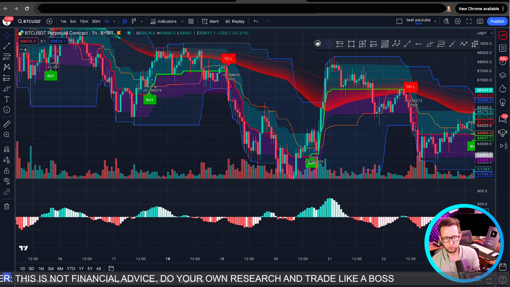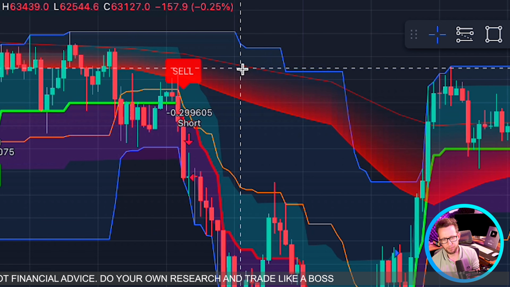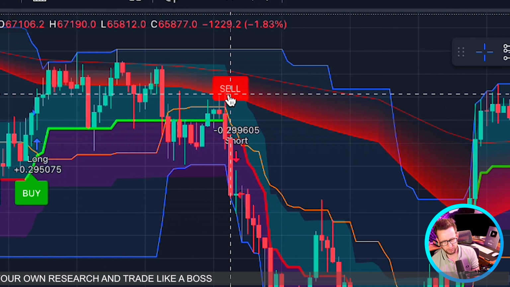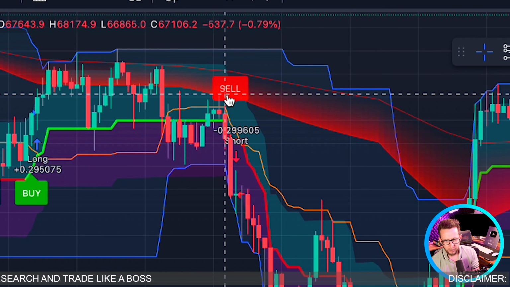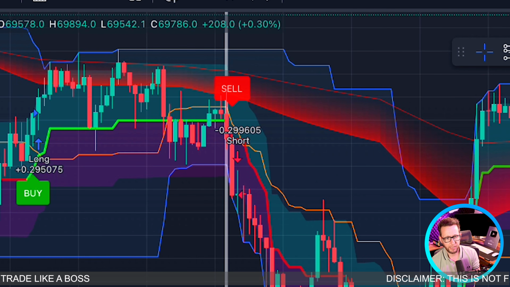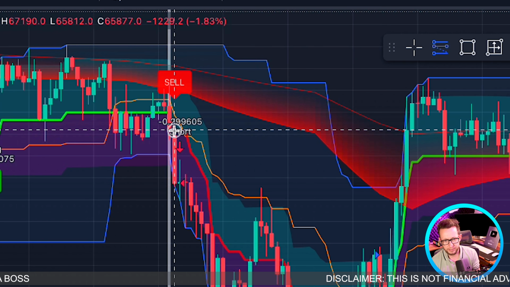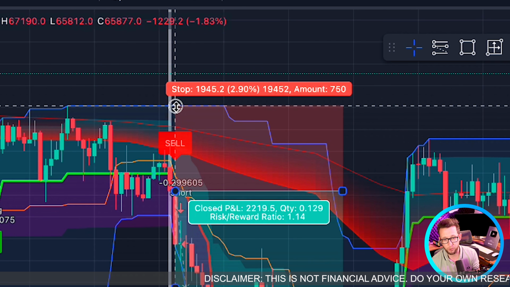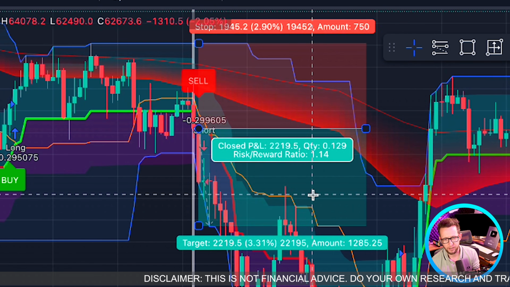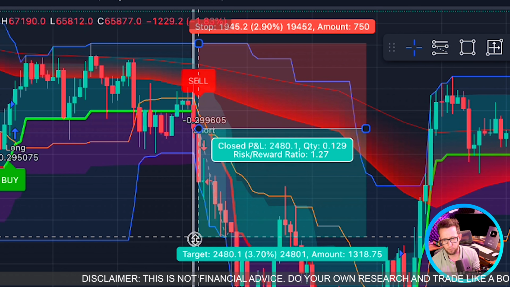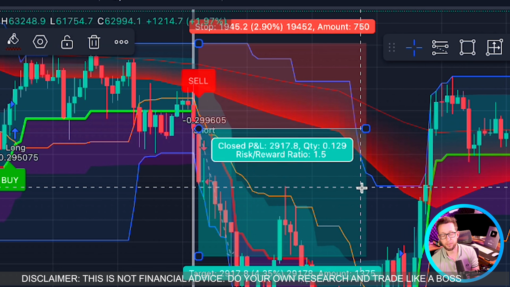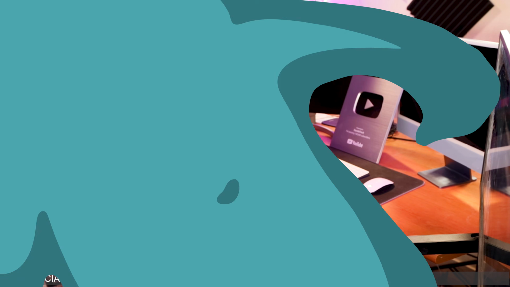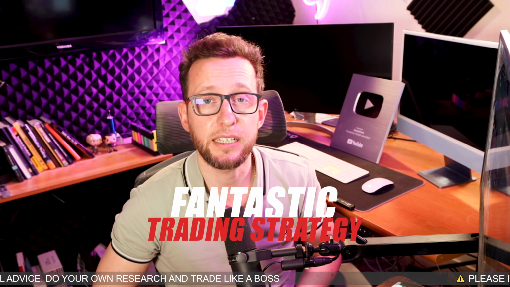For a short, we have the red cloud above us. We are on a histogram of red, and we have a sell signal from the range filter. Let's mark that candle. We're going to get in with a short position just here, and we're going to be setting our stop loss directly to that blue line, which is that channel we added. We're going to be looking for a risk to reward of 1.5, and that would have been another perfect win with a 4.35% win.